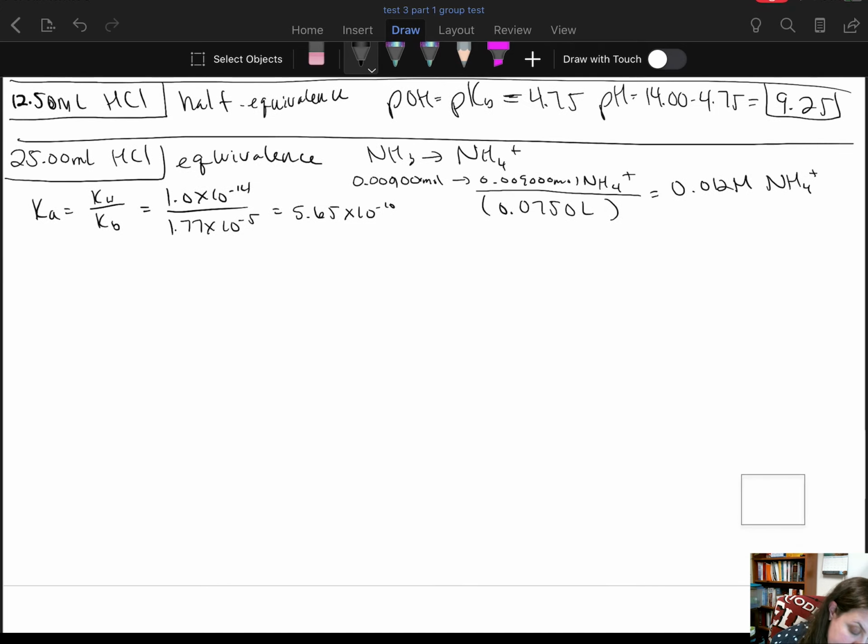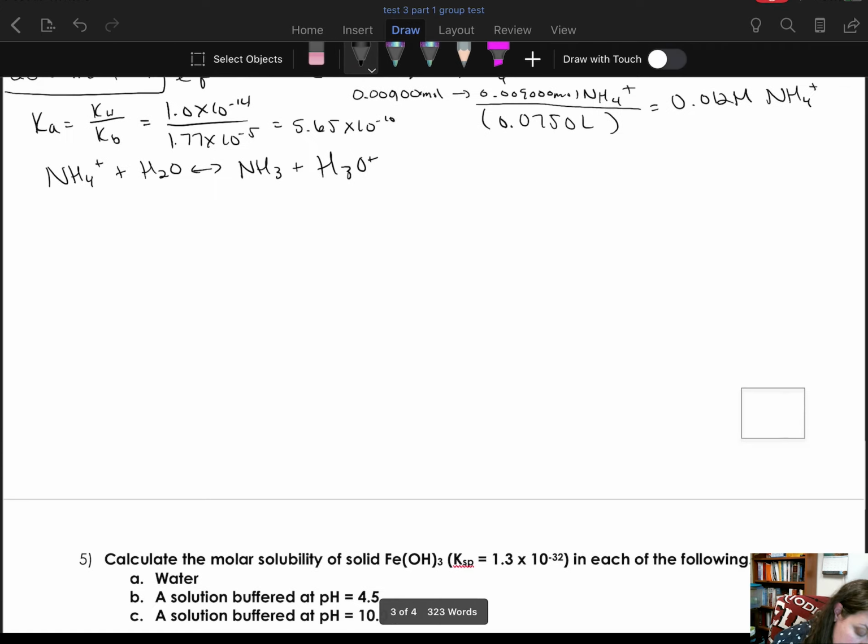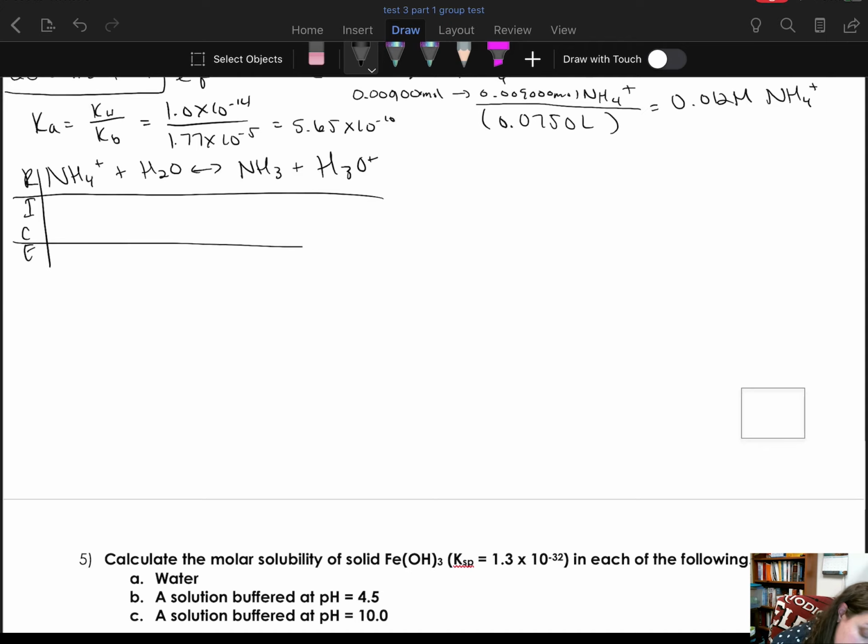So now we can do dissociation. NH4 plus H2O gives us NH3 plus H3O plus. We start out at 0.012 molar here, minus x plus x plus x, and we put this into our Ka expression.